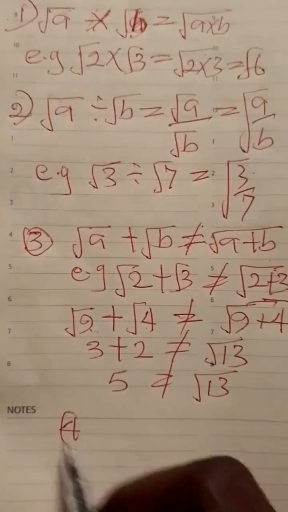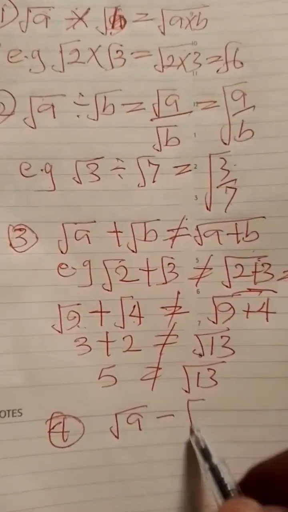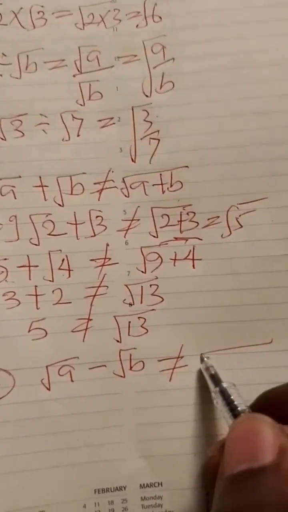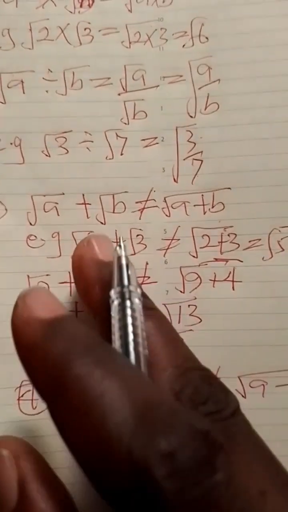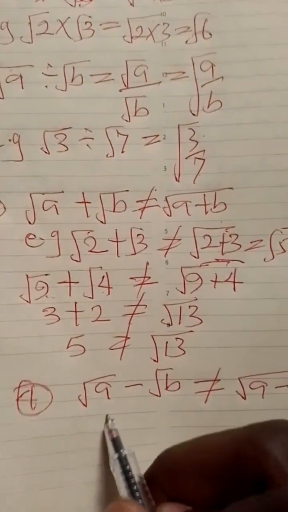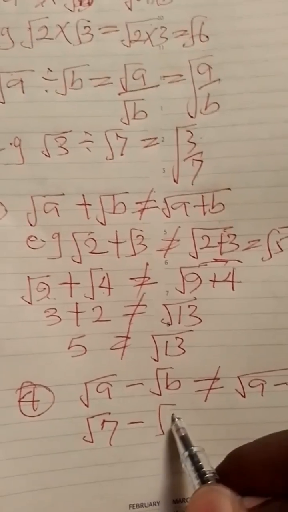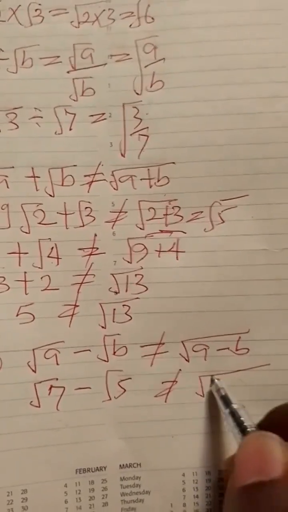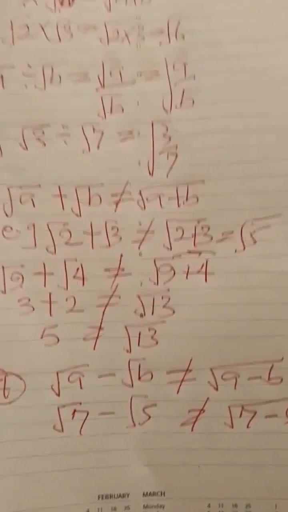The fourth law. If we have the square root of A minus the square root of B, it is not the same thing as the square root of A minus B. This one is applicable to the additive law. Now that means, let's say we have the square root of 7 minus the square root of 5. It's not the same thing as the square root of 7 minus 5. It can never be the same. Are you with me? Any question?